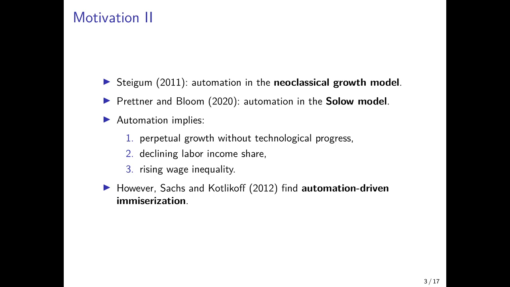Now, however, a paper by Sachs and Kotlikoff in 2012 and some follow-up papers later on found that automation can also lead to immiserization. Most of these results are based on numerical simulations. This stands in contrast to item 1 here. What we will show is that this hinges on the underlying model structure in the background, because the overlapping generations framework leads to a different prediction on the effects of automation on long-run growth than the neoclassical growth model of Ramsey-Cass-Koopmans or the Solow-Swan model.